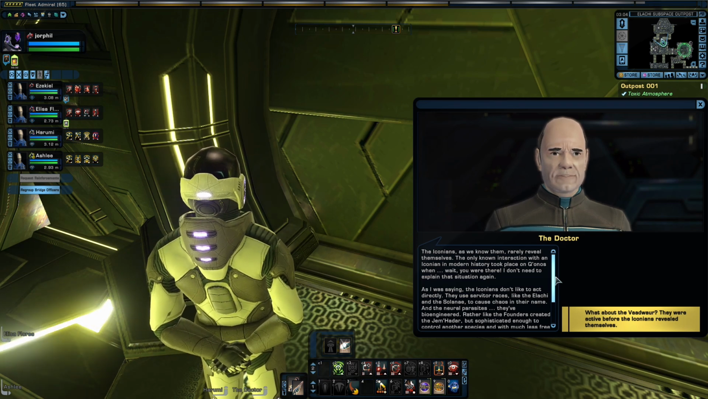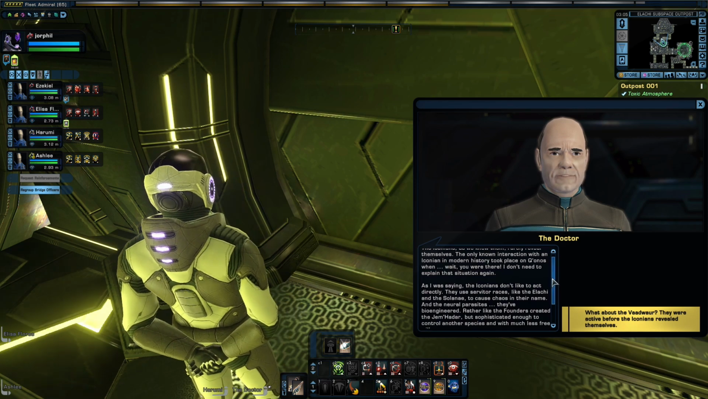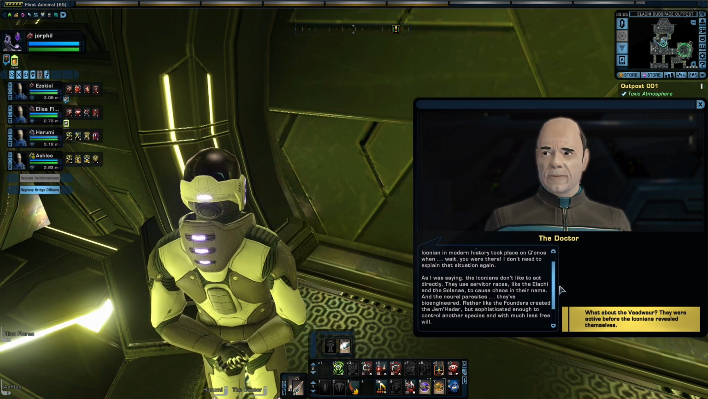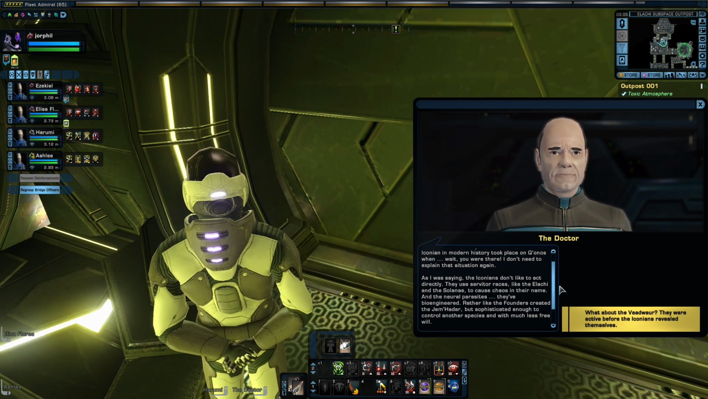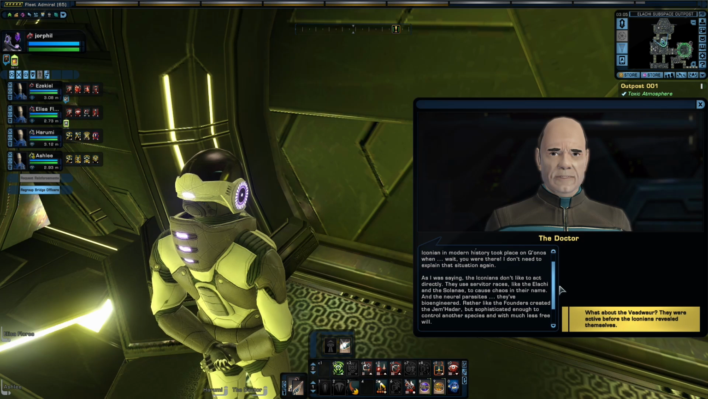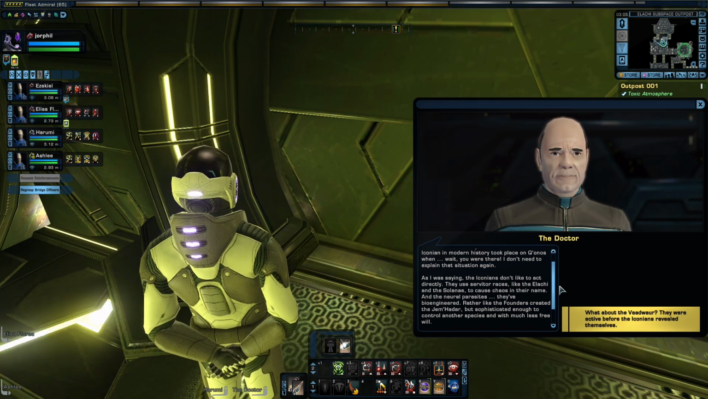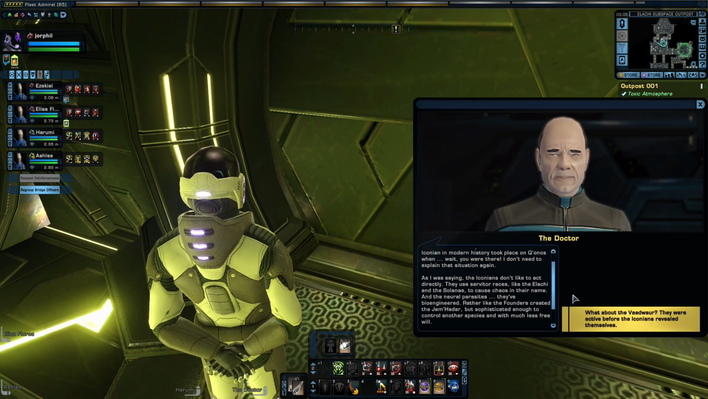As I was saying, the Iconians don't like to act directly. They use servitor races, like the Alachi and the Solanae, to cause chaos in their name. And the neural parasites, they've bioengineered. Rather like the Founders created the Jem'Hadar, but sophisticated enough to control another species, and with much less free will. The parasites are a weapon.